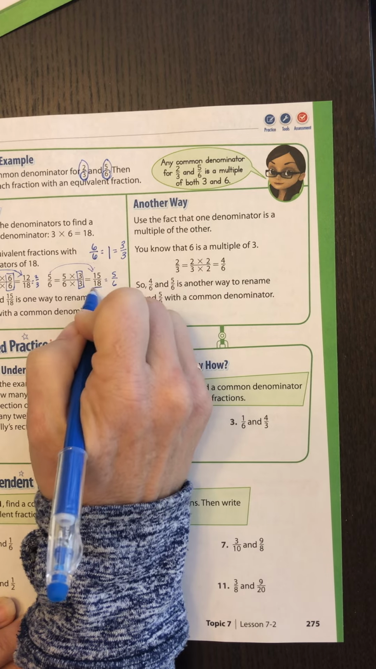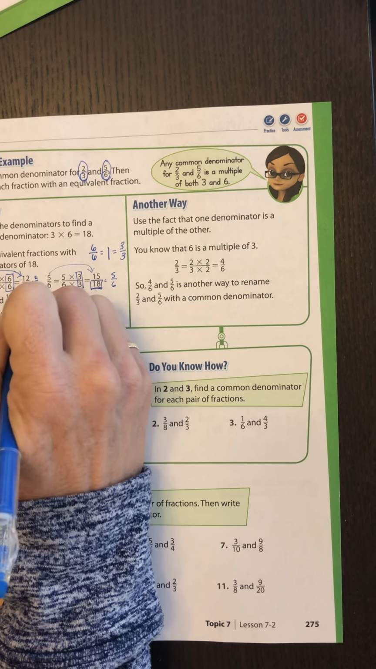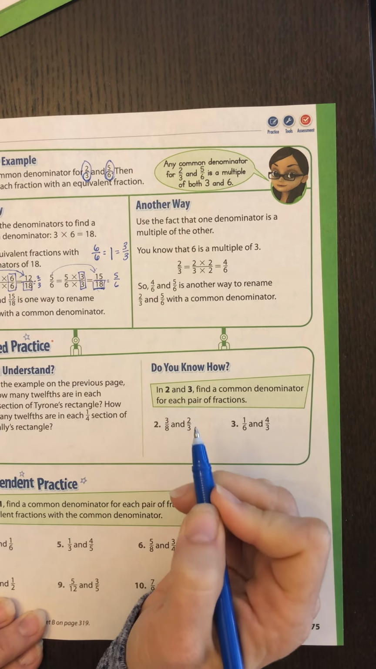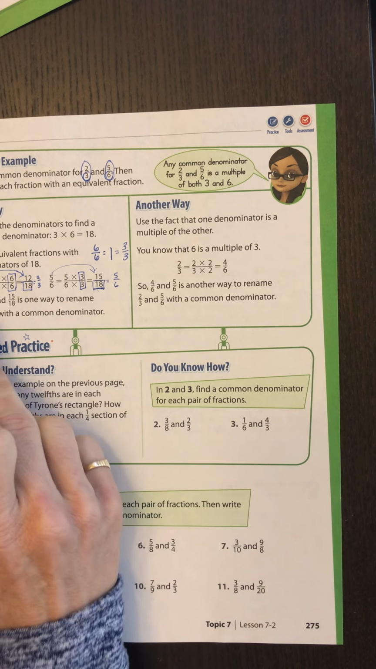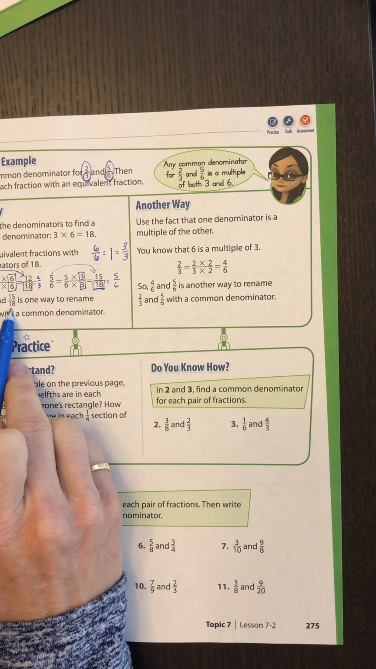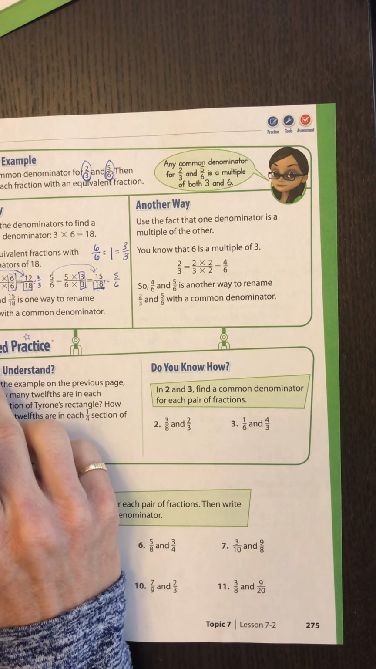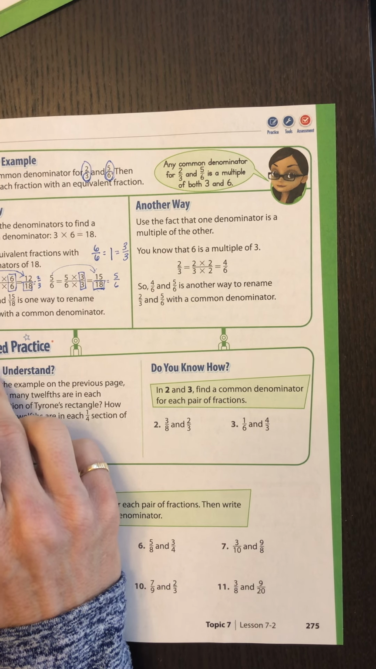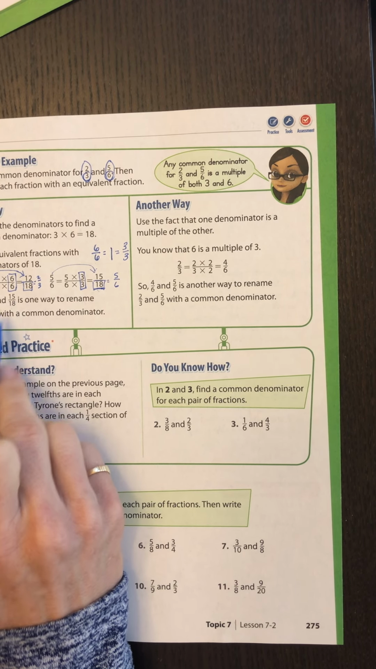Now we have a common denominator of 18, and we can compare our fractions. 12/18 and 15/18, because we've renamed these fractions with a common denominator.